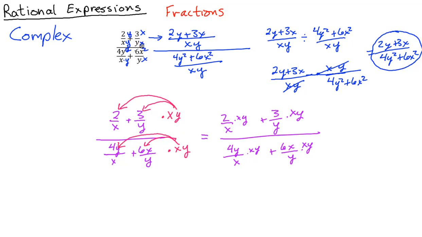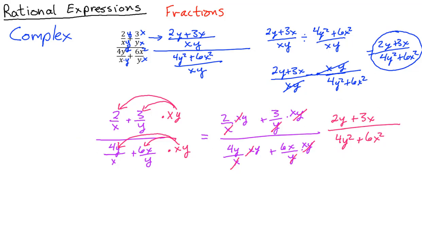And again, this is optional. You can solve it the top way without any problem, but look at what happens in kind of a slick little manner here. The x's cancel and we're left with 2y. The y's cancel and we're left with 3x. And we have no denominators on the top, so that's what's left on the top. Now on the bottom, this x cancels with that x and we're left with 4y squared. And that y cancels with that y and we're left with 6x squared. Kind of a slick little doohickey right there, and we ended up with the exact same answer.